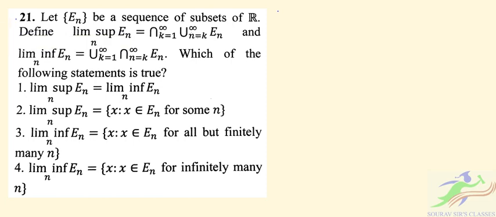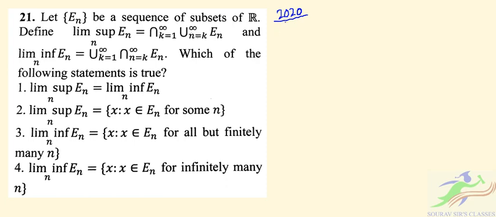So this is question number 21 from 2020 CSIR Mathematical Science paper. So what the question says is that En is a sequence of subsets of R, the real space, and we have defined this limit as n tends to infinity, supremum and infimum of this En. We have to find which of the following statements is true.